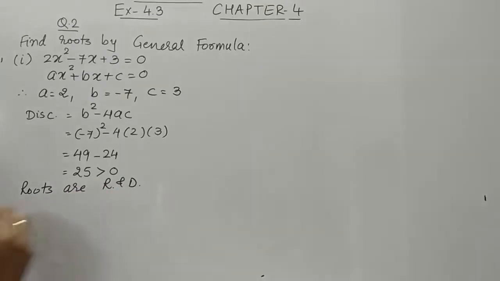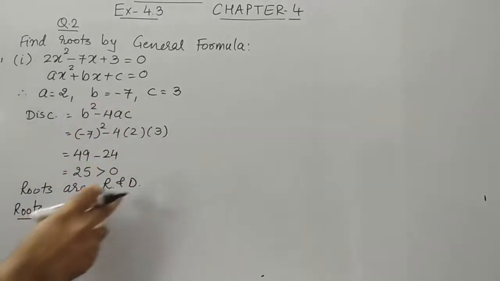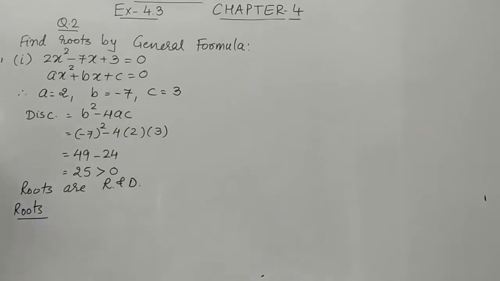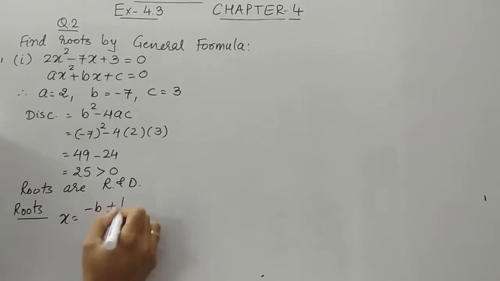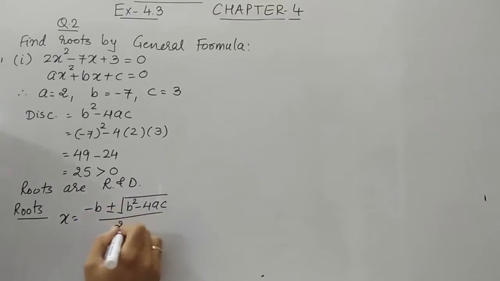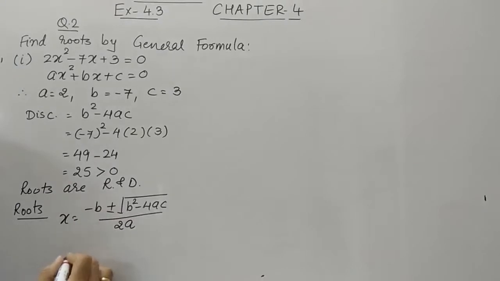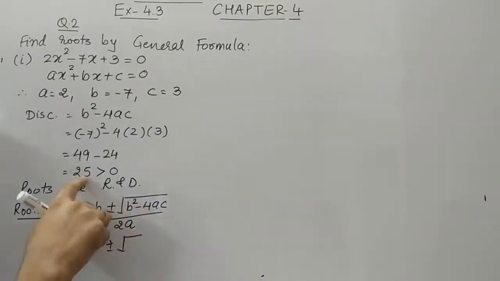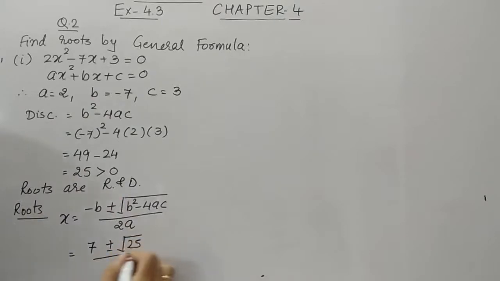Now let's go for the roots. हमें क्वेश्चन में बोला है कि if the roots exist then find it out. तो हमने बताया कि roots exist होंगे. Now which are the roots? They are the values of x, if you remember. x is equals to minus b plus or minus square root of b square minus 4ac upon 2a. So now let us substitute this value here. It's minus b, so it would be 7 because b is negative. Plus or minus square root of b square minus 4ac is 25, upon 2 into a. So let us simplify here.